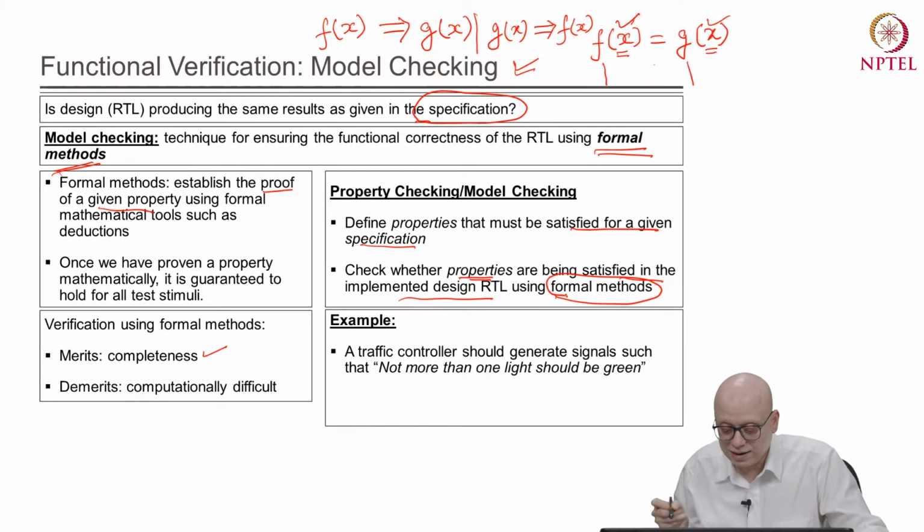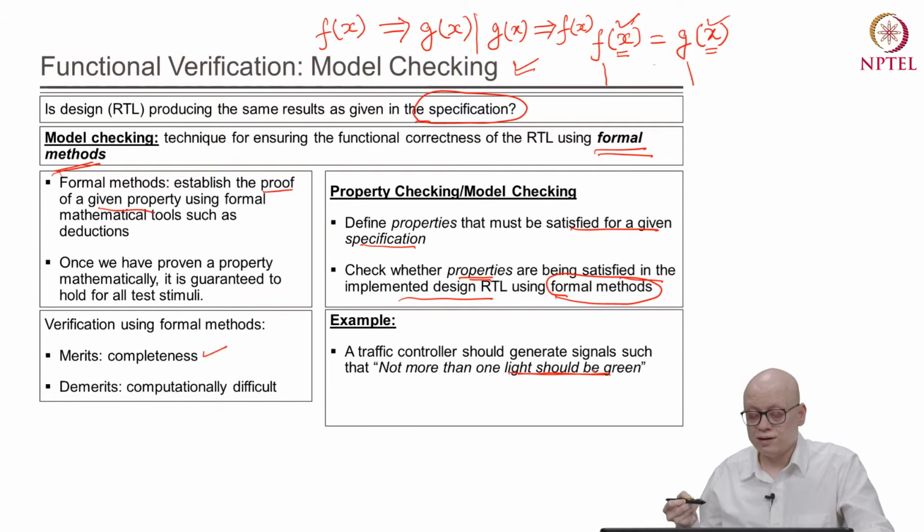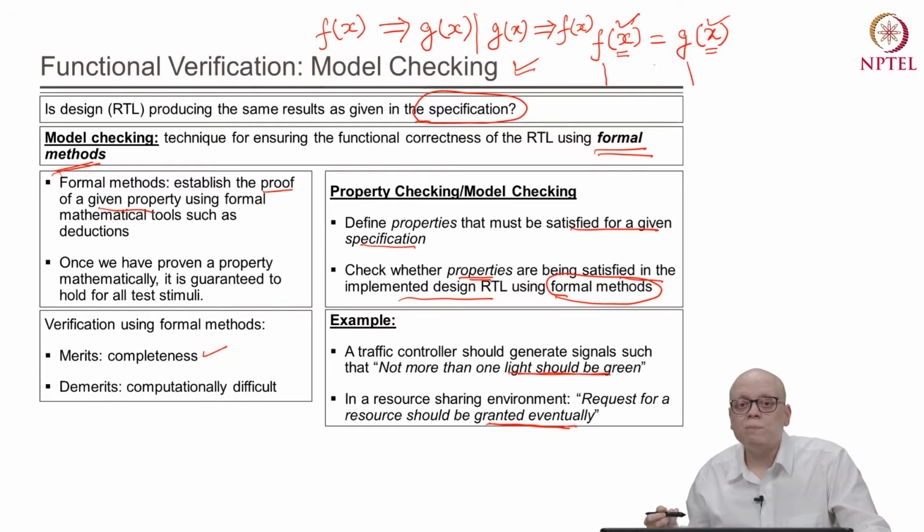For example, if you are designing a traffic controller, then we can define a property that not more than one light should be green, right. This is a property which should always be true for a traffic controller that is generating signals for the various lights in a traffic light. Similarly, in a resource sharing environment there can be a property like a request for a resource should be granted eventually, right. This will ensure that some requester is not starved of the resource. So, these are some examples of these properties.